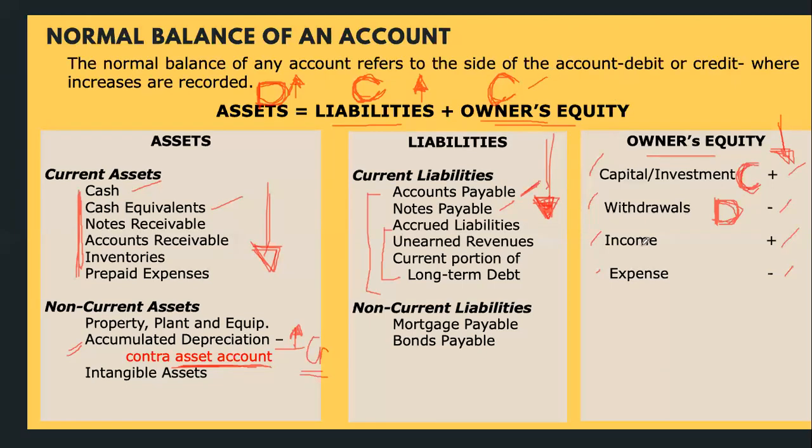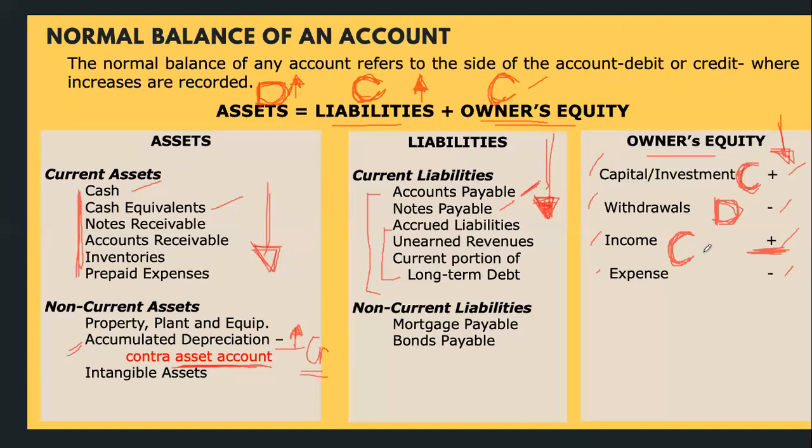Okay, how about income? It's added in computing the owner's equity balance. So since added siya, every time there's an income, mo increase ang balance ni owner's equity. Therefore, income has a normal balance of credit. So every time you credit income, it will increase your income. At the same time, it will increase your owner's equity.